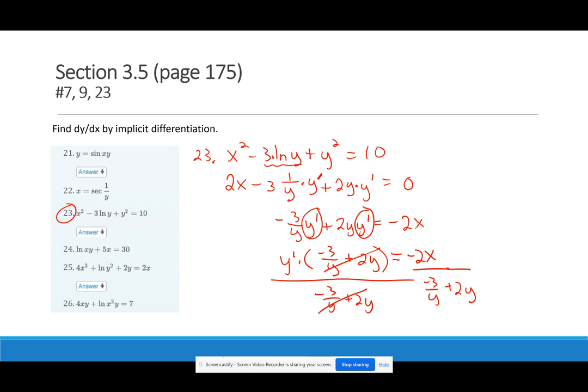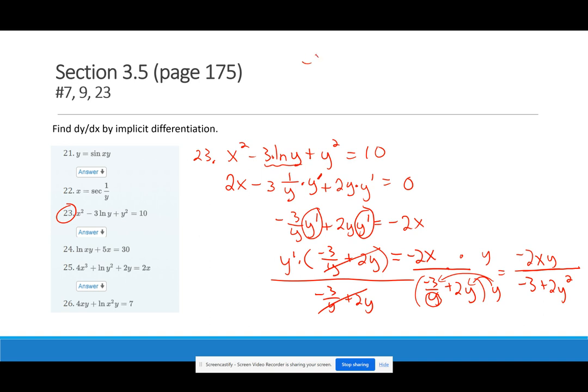Now, this is not an acceptable final answer because you have a complex fraction. See how that little fraction has a denominator of y? At a minimum, you're going to need to multiply top and bottom by y. So we would get negative 2xy. And then here, when we multiply by y, we have to distribute, and we'd get negative 3 plus 2y squared. Okay. All right, so that's correct.